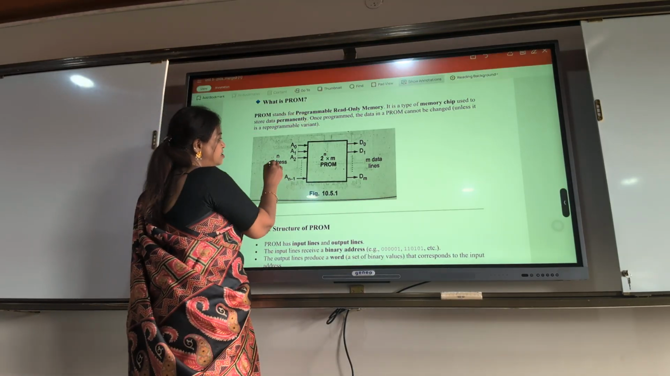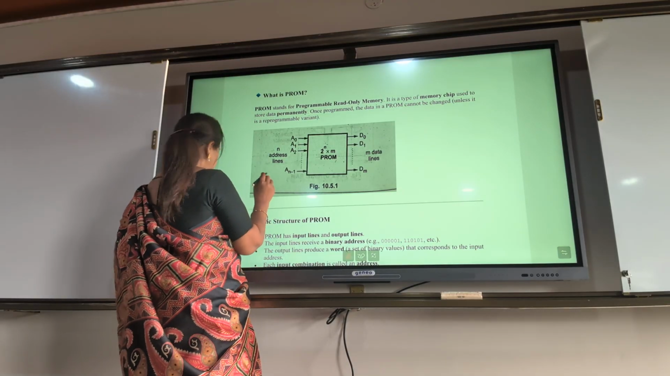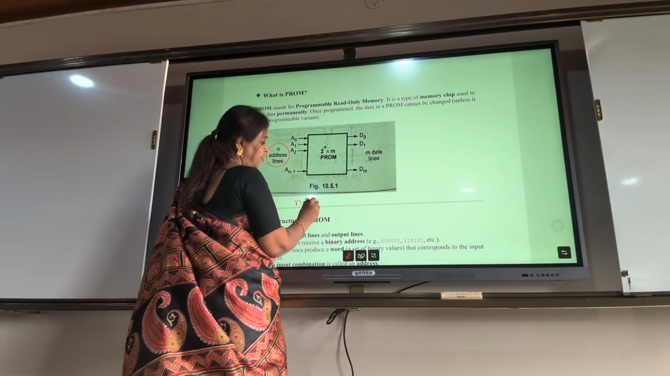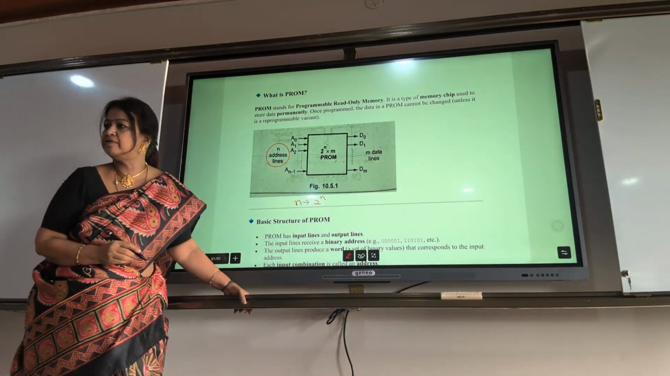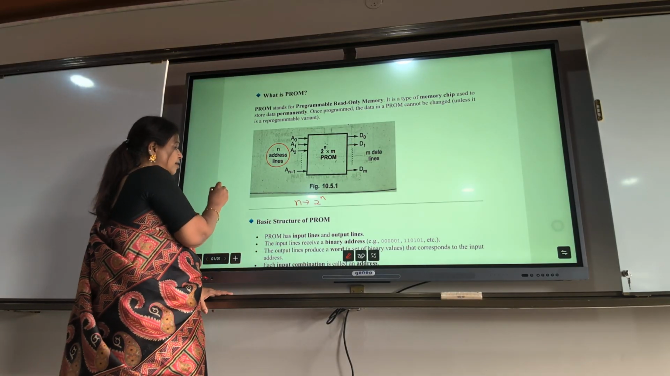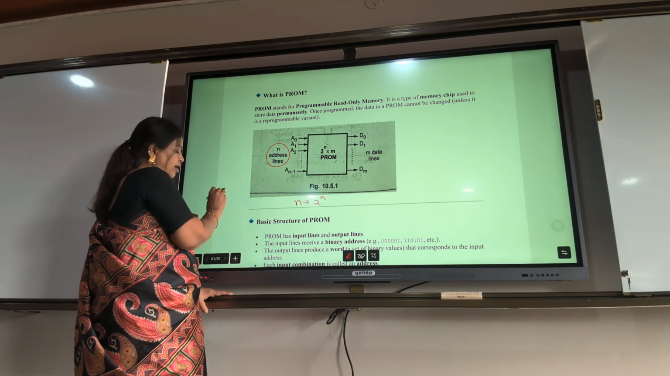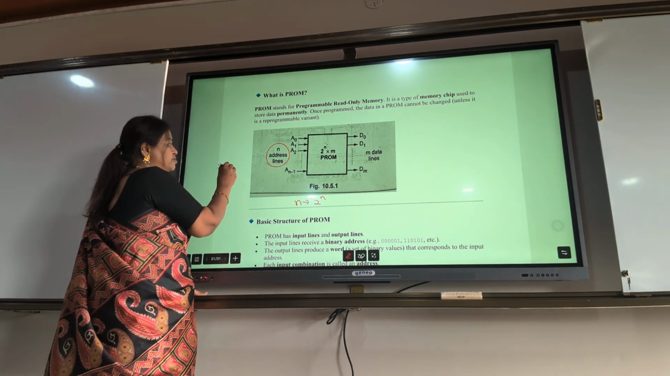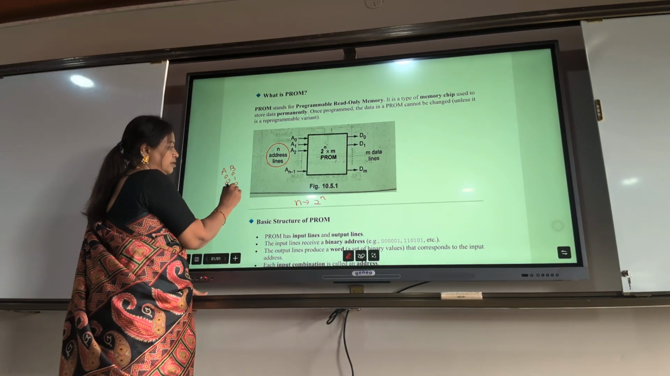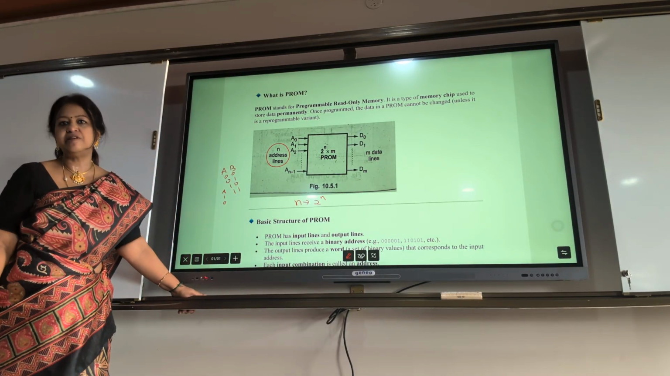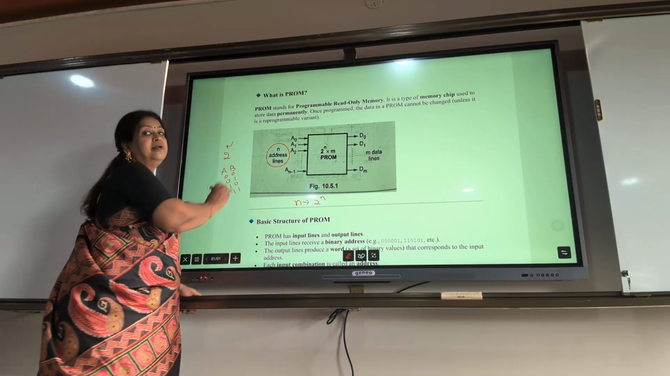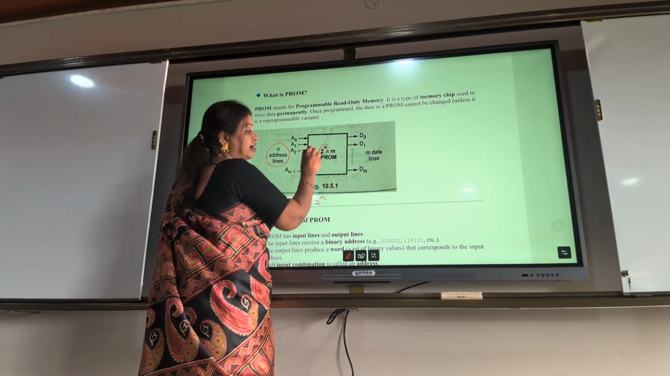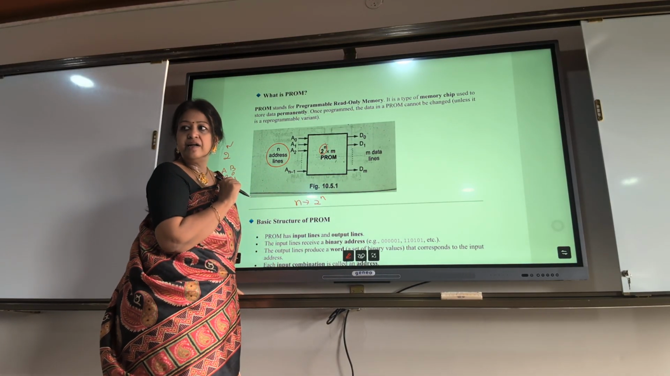You have n address lines. So 2 power n. For n inputs, you have 2 power n combinations. You know that. If I have one input, I can have 1 or 0. If I have 2 inputs, 4 combinations; with 3 inputs, 8 combinations, that is 2 power n. With n inputs, 2 power n combinations will be there. So 2 power n addresses will be there.